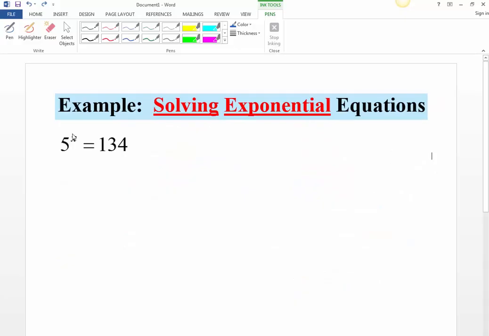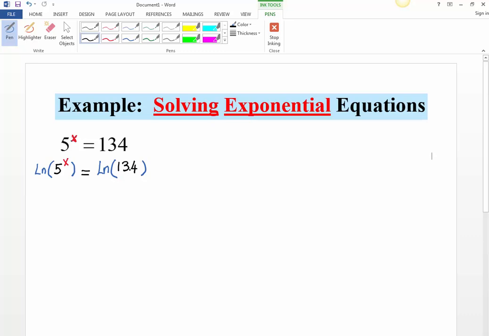Let's say we wanted to solve here for the variable x over here. So we notice that 134 is not a power of 5. We also notice the base is 5 and not 10. So we're going to take ln of both sides. I'm going to take ln of the left hand side being 5 raised to the power x, and I'm going to say this is equal to applying ln to the right hand side, to that quantity 134.